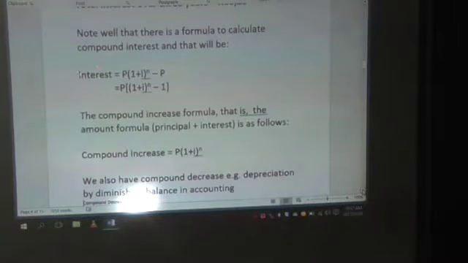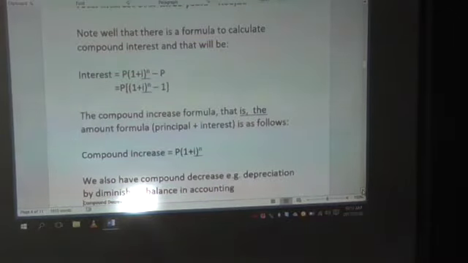So if you want to calculate interest, then you use this formula. If you like to calculate compound increase, then you use this formula. So there's a difference. This one will give you the exact amount of interest. This one will give you the increase, and from here you'll have to subtract the principal so that you can get the interest amount. All this will become clear when I do an example.